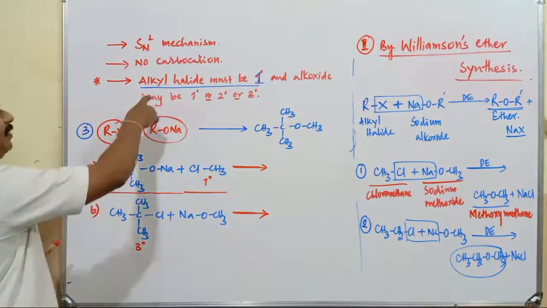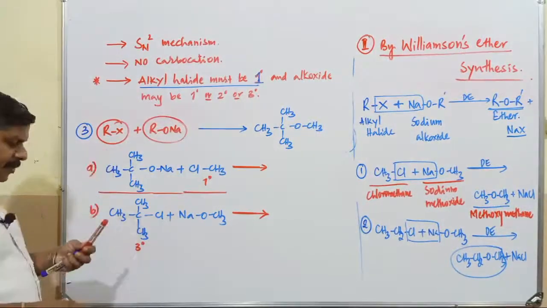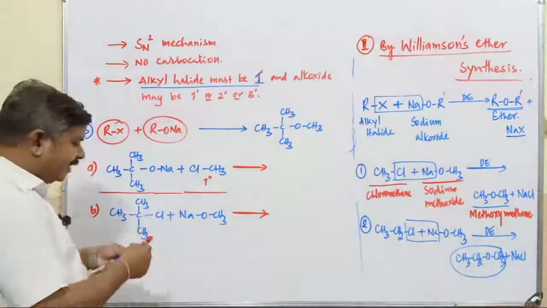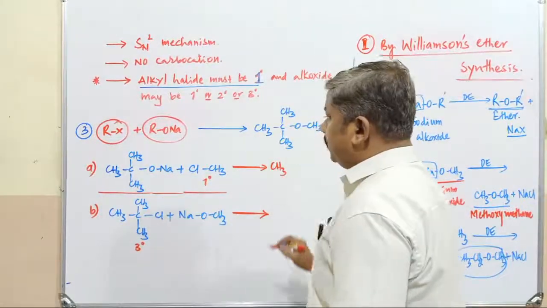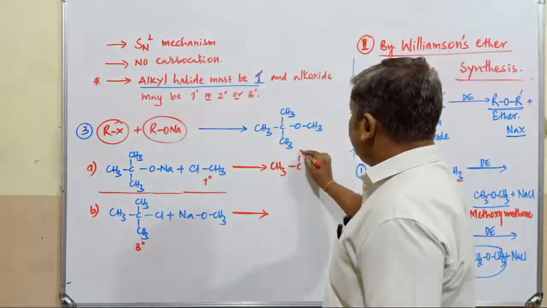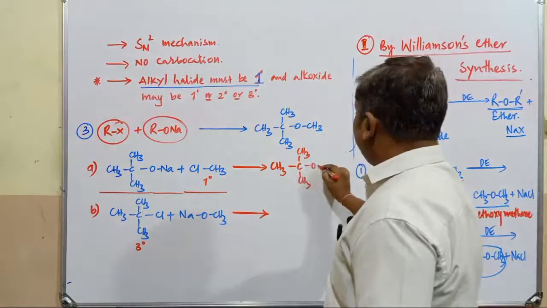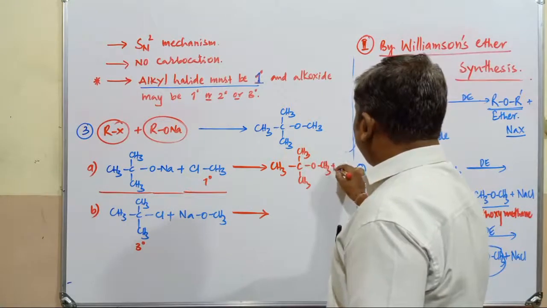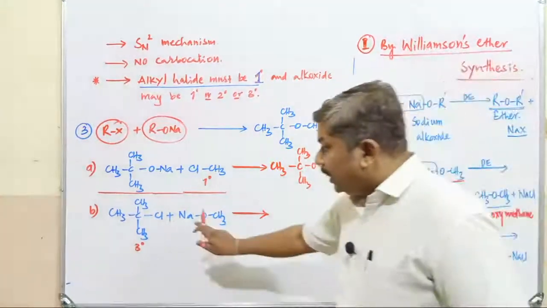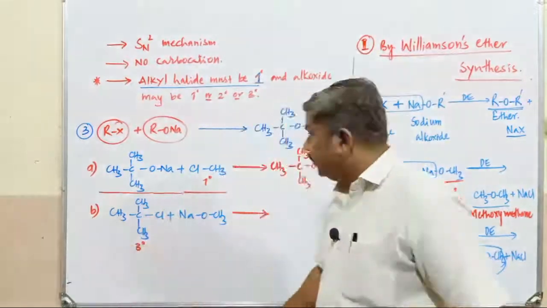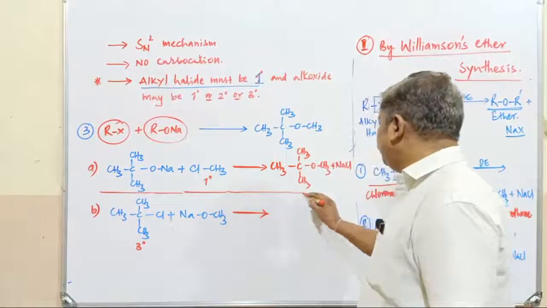What condition did we mention? Alkyl halide must be primary. When the alkyl halide is primary, then formation of ether takes place. So here the compound obtained is, remember very carefully, carbon, CH3, CH3, then OCH3, plus NaCl is produced. If the alkyl halide is tertiary, whether the formation of this compound takes place, definitely there is no formation of that compound.